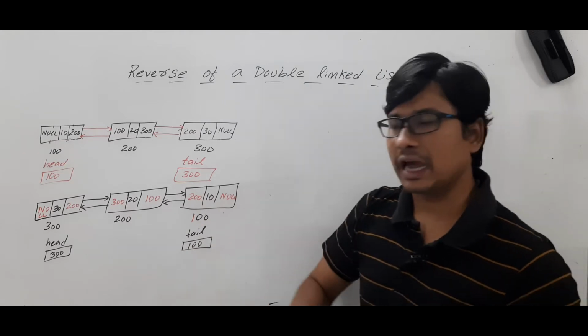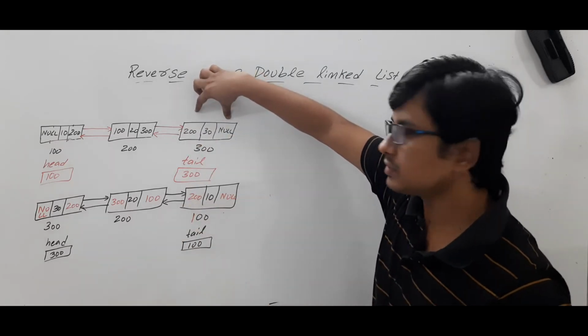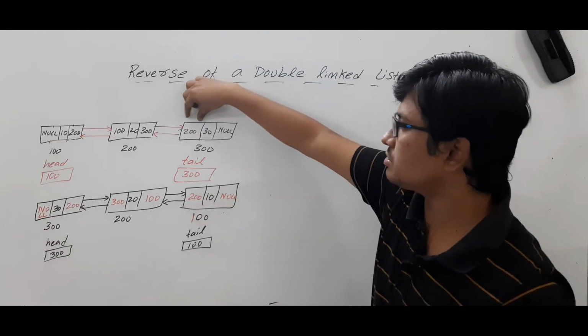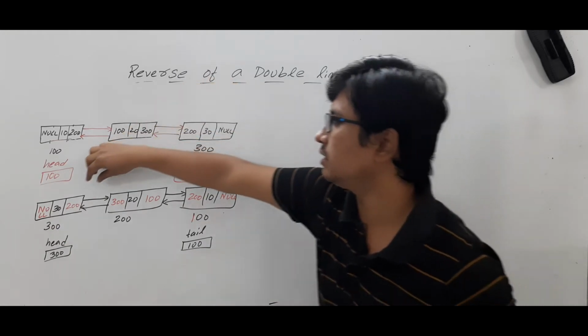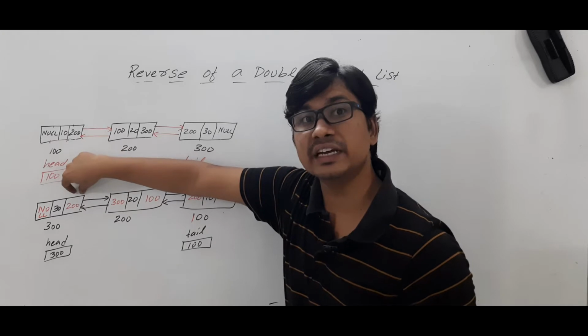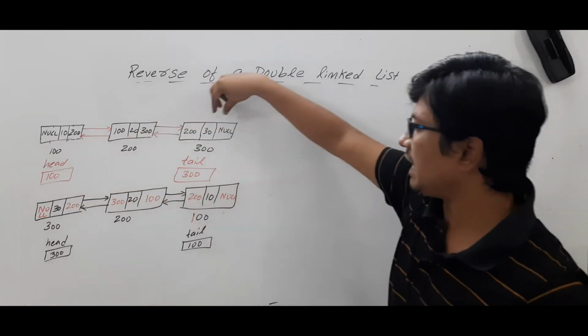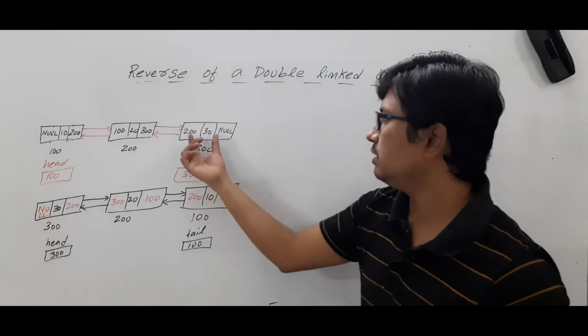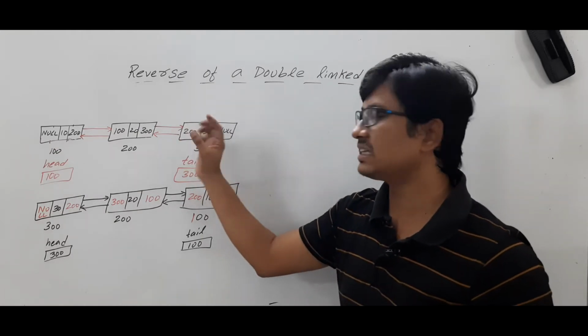Now look at what happened. Take this node. The data is 30. We have kept 30 like that. And the address of the previous node, which is 200, becomes the address of the next node after reversing. And the address of the next node becomes the address of the previous node. So these two are interchanged.